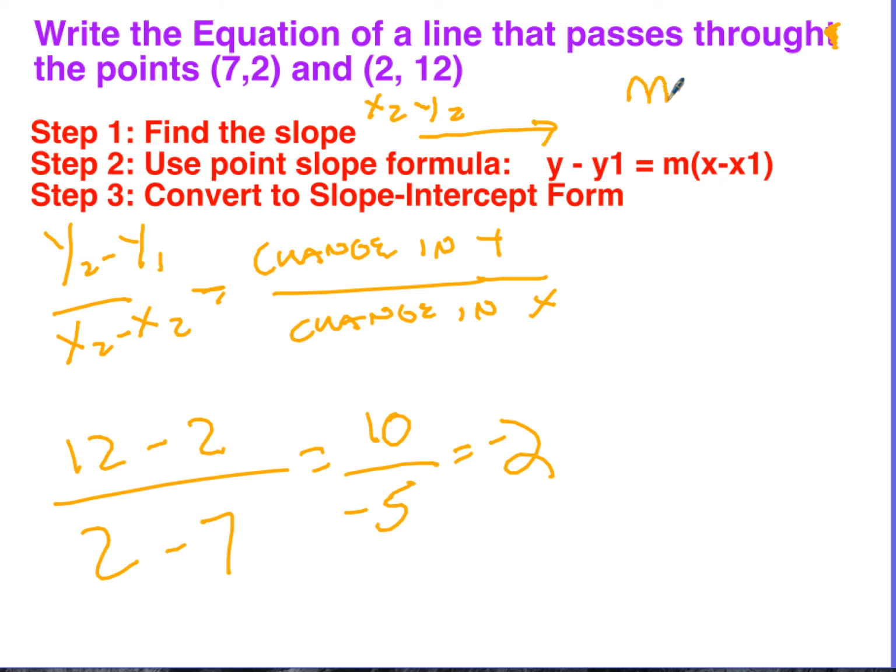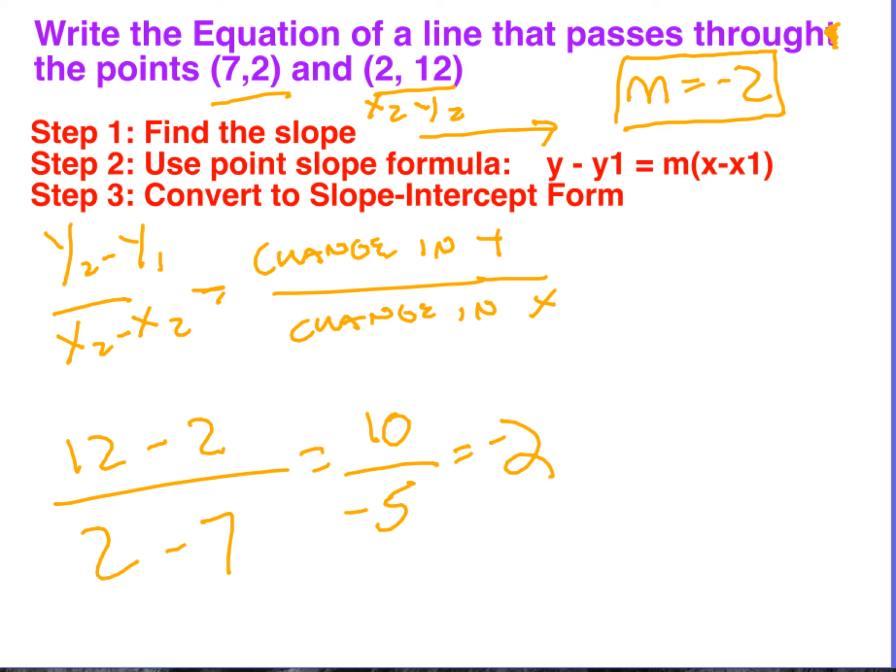So I'm going to put over here m equals negative 2. Now, from here, what I want to do is use point-slope formula because now I'm given a slope. I'm given 2 different points to choose from. So I've got a point, I have my slope, so I can use point-slope formula. I can choose either one of these points and plug it in for y1 and x1, and it should work. As long as I have my slope in here, I should get the same y-intercept. Okay, and then I convert to slope-intercept form.